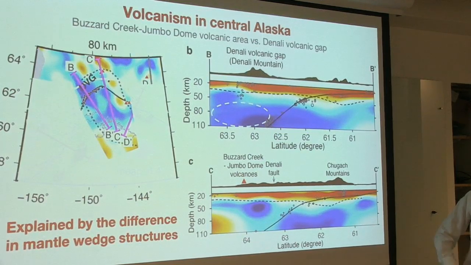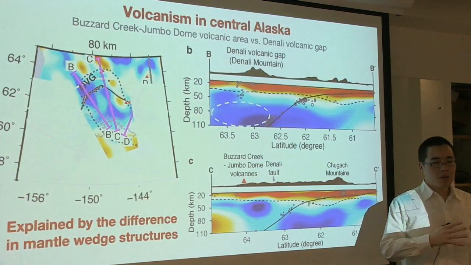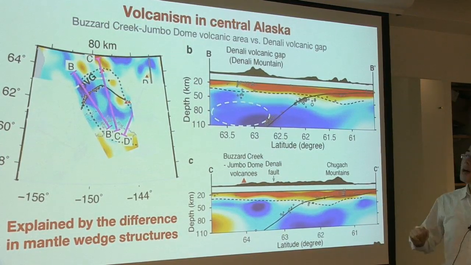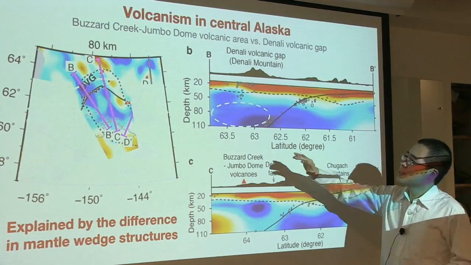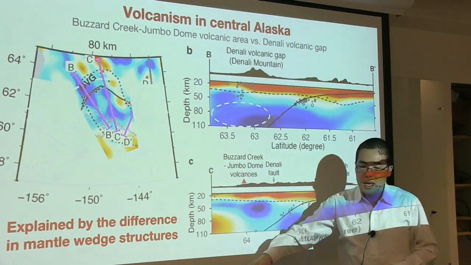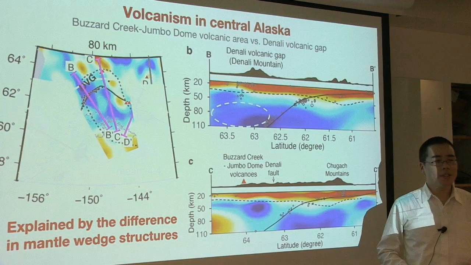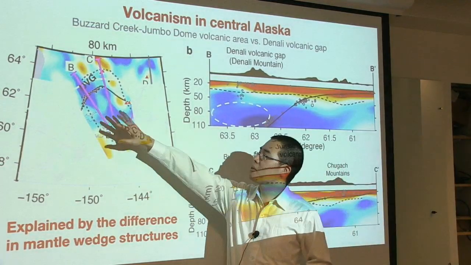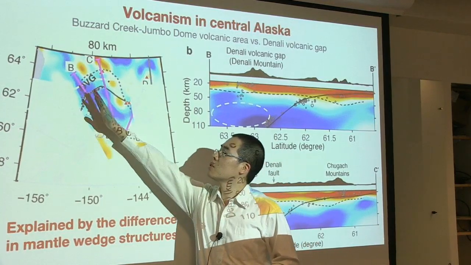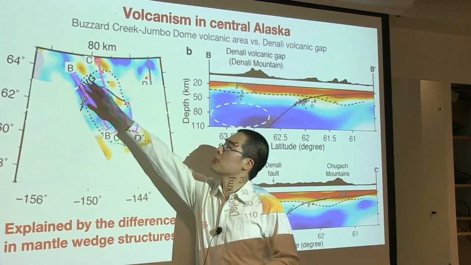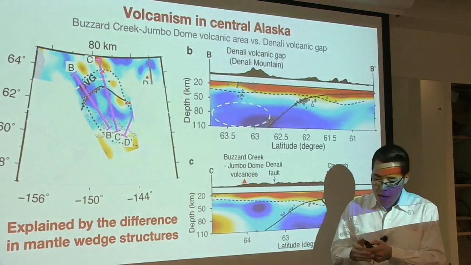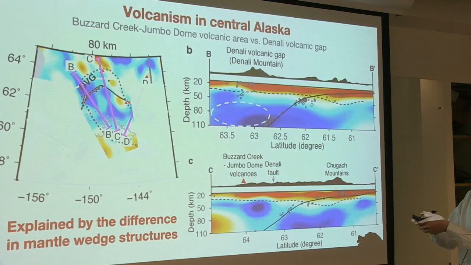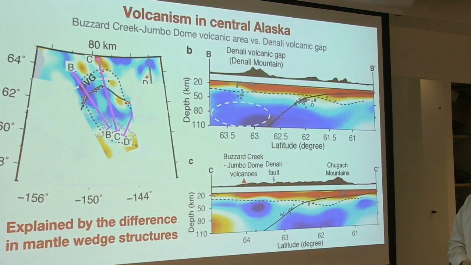Now, we have seen the distribution for velocity structures and volcanism as well. And now, this is an explanation about why we have very contrasting volcanic activity in a very close, relatively small region. Here there are no volcanoes, but we have two volcanoes here. And this corresponds to high velocity in the mantle wedge and relatively average velocity here.